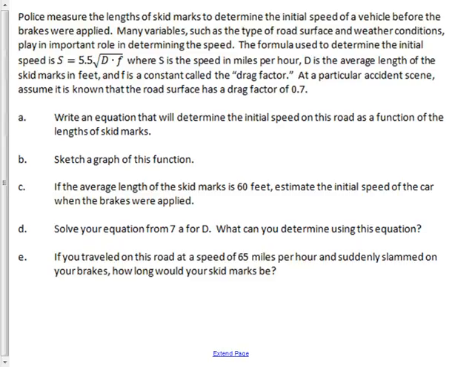Now, wouldn't it also seem logical that the surface they're stopping on would make a difference in how long those skid marks are? In other words, if it's a slippery surface, wouldn't they slide a long time? And if it's a really tacky, grippy surface, like a really rough surface, it would stick really well. Your tires get good grip. That would obviously make you slow down at a different speed. That's what they're trying to handle with this drag factor.